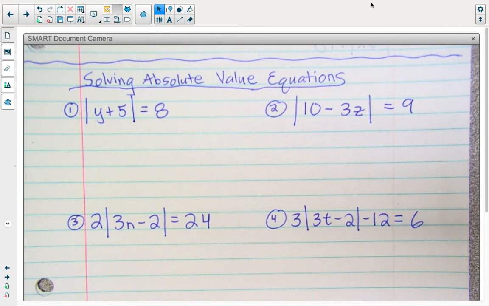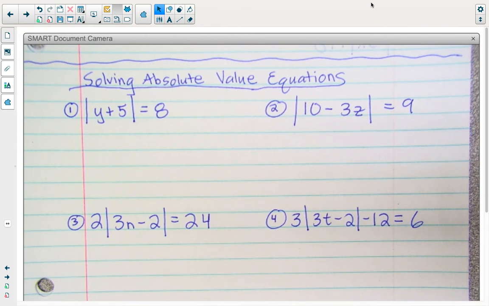Now, these equations are no different than any other equation we've ever solved. You're trying to get the variable by itself. So if it's positive, you're going to subtract. If you're multiplying, you're going to divide, and so on. So you want to make sure you get the absolute value part of the equation by itself first, and then there's one additional step. But other than that, you're solving a regular equation.